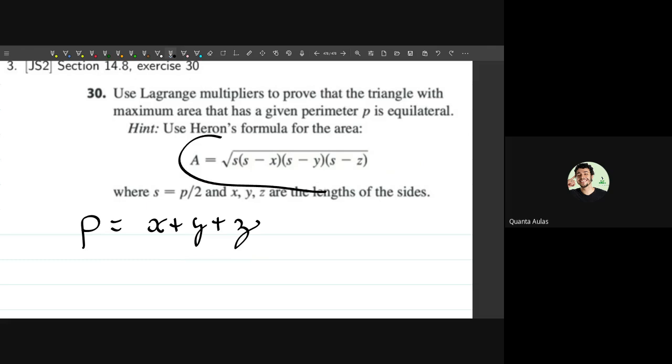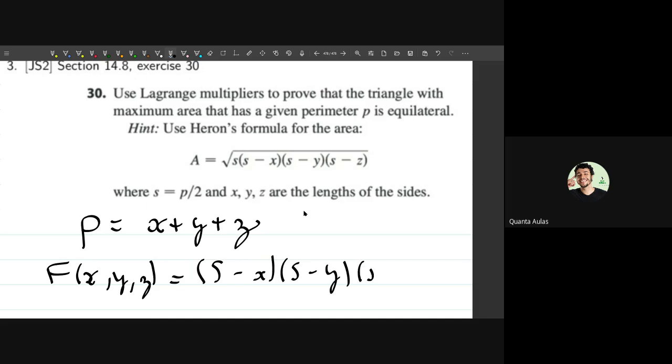We can simplify this equation a little, because maximizing this is the same as maximizing its square. It's much easier to work without the square root. So our function is this one. And this is a constant, so when we want to maximize something, we don't need the constants that multiply all the variables. So the easiest way to maximize this is s minus x, times s minus y, times s minus z. This is the easiest way to maximize this equation, right?